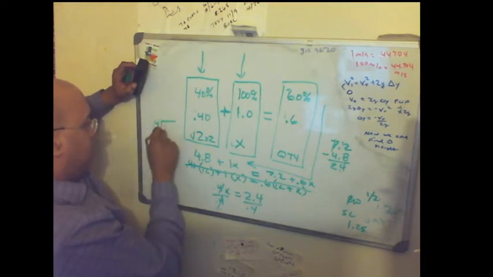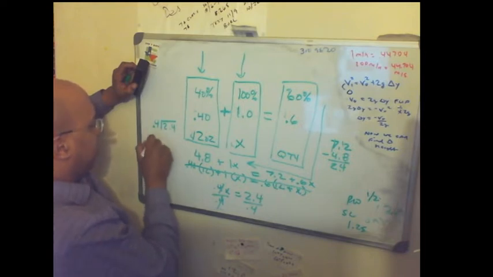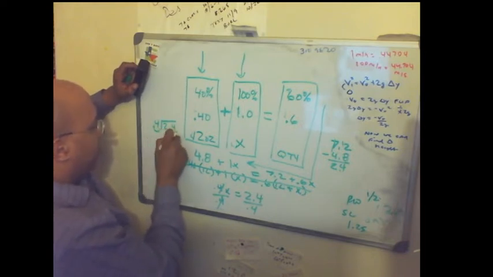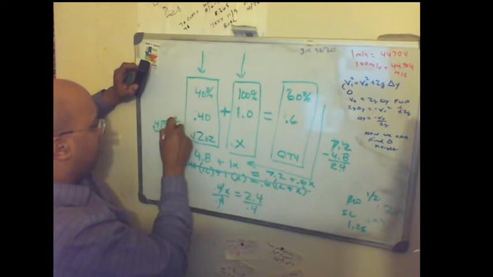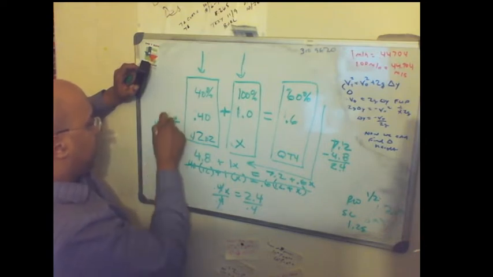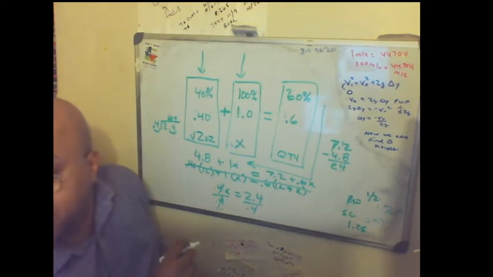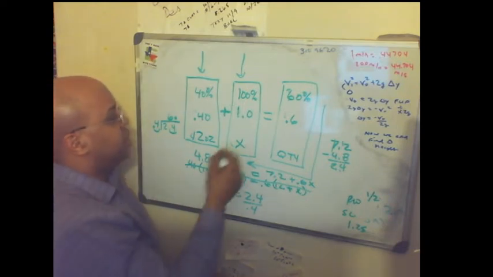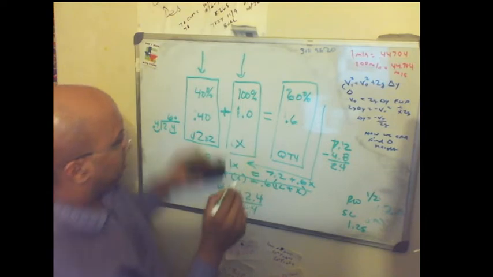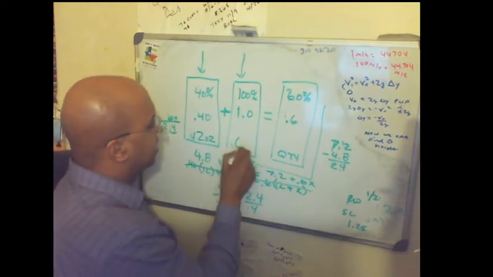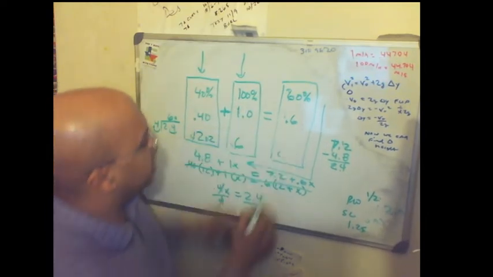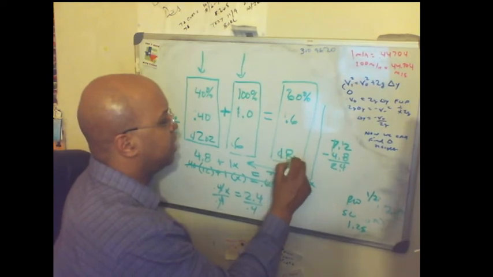So 2.4 divided by 0.4. We have one decimal place here, so we move this over one, and we move this over, and we raise this up for our answer. And the answer is 6. So we're going to have to add 6 ounces to this. The new quantity of solution is going to be 18 ounces.